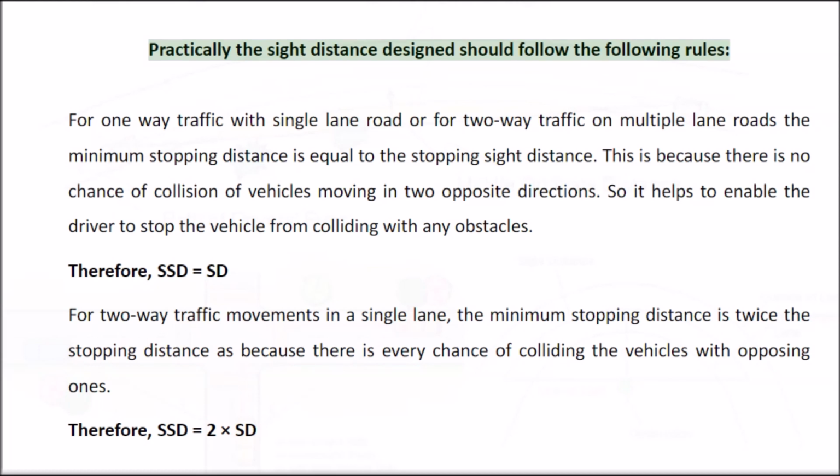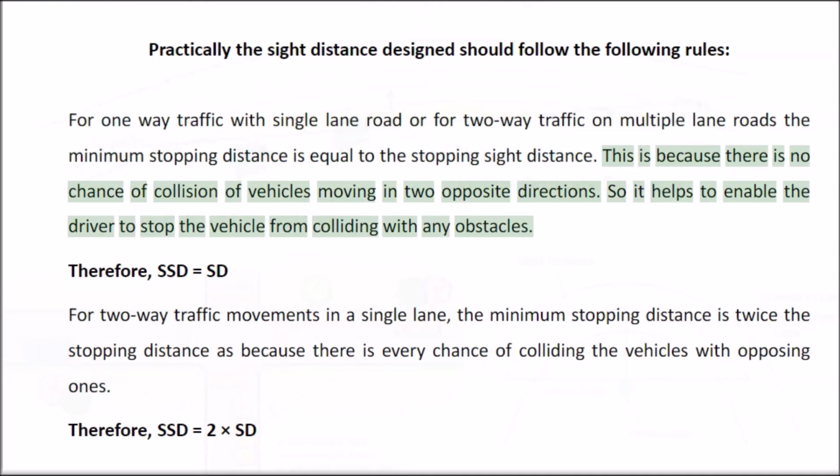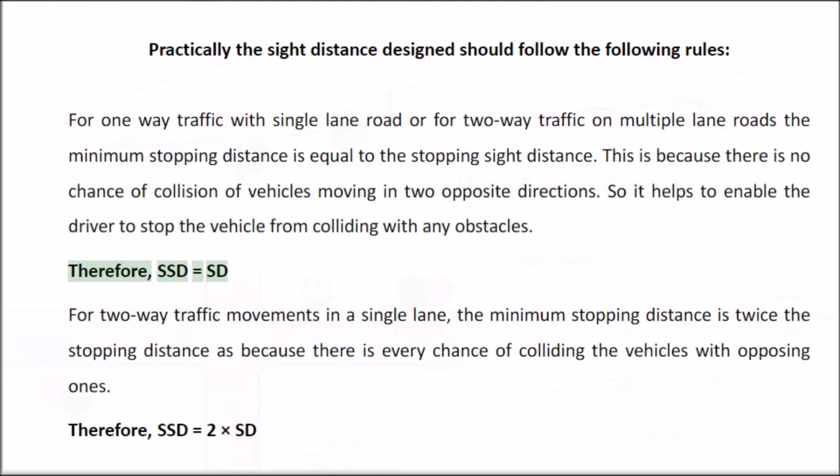Practically, the sight distance designed should follow the following rules. For one-way traffic with a single-lane road, or for two-way traffic on multiple-lane roads, the minimum stopping distance is equal to the stopping sight distance. This is because there is no chance of collision of vehicles moving in two opposite directions, so it helps to enable the driver to stop the vehicle from colliding with any obstacles. Therefore, SSD equals SD.